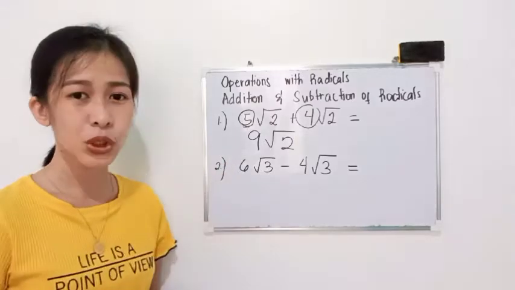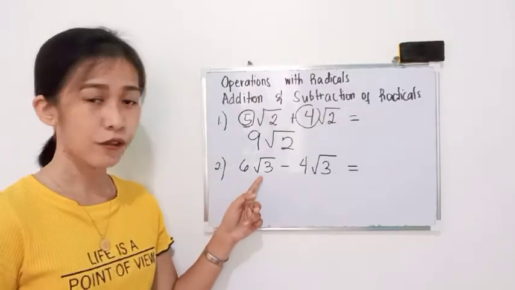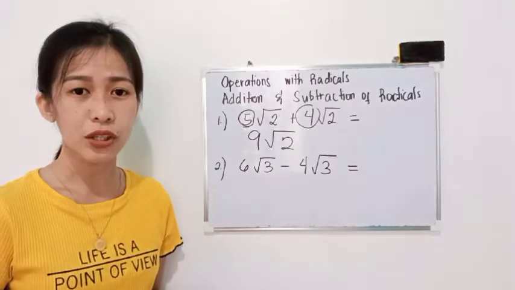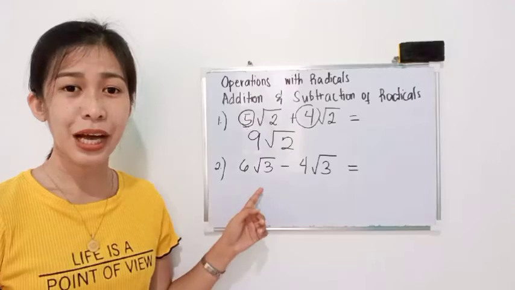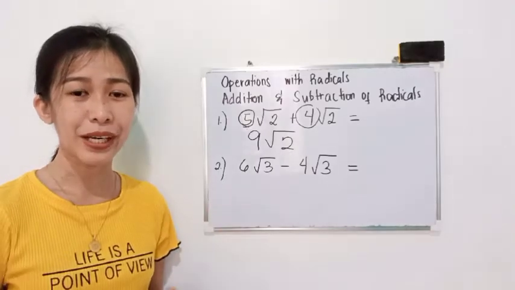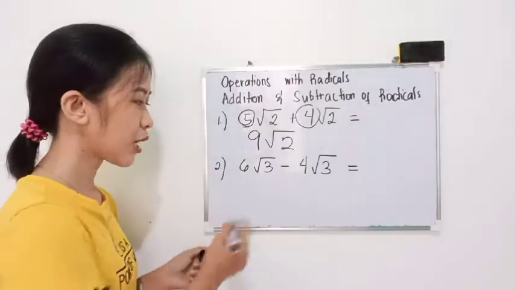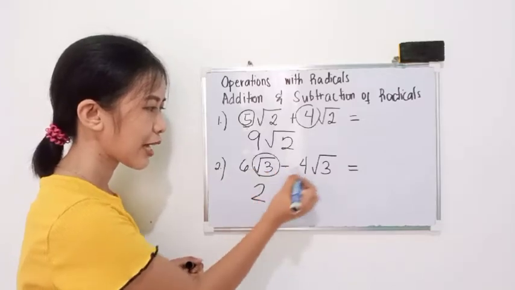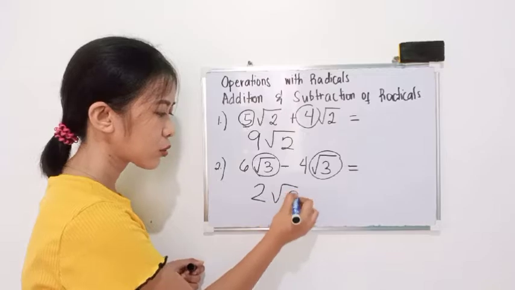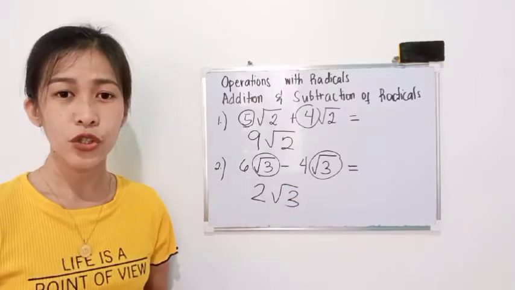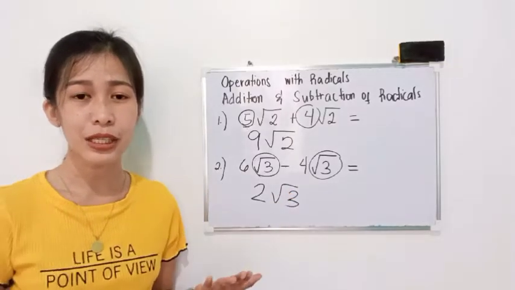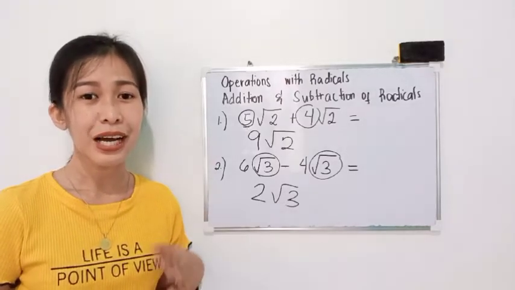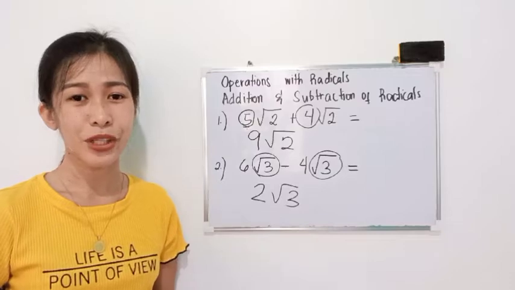Okay. For example, number 2, we have 6 square root of 3 minus 4 square root of 3. Now this one is subtraction. Same process. And then copy the radicals, or the same radicals. So, we have 6 minus 4 is equal to 2. And then, because they are the same, we have 2 square root of 3. That is the process, those are the steps that we do. Okay? When the radicals are the same, just copy. And then, I will give more examples about it.